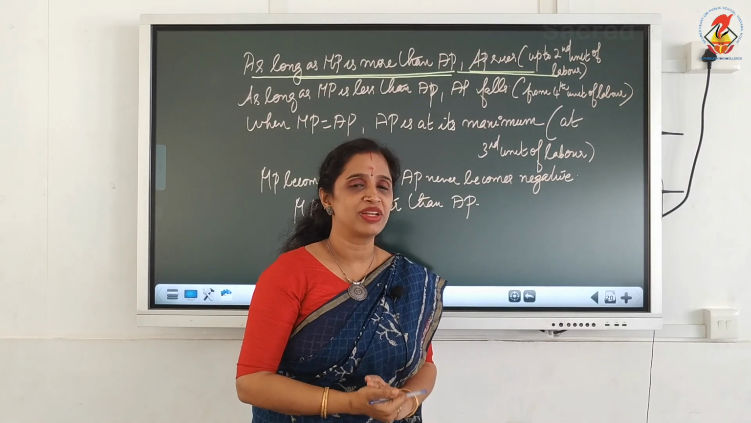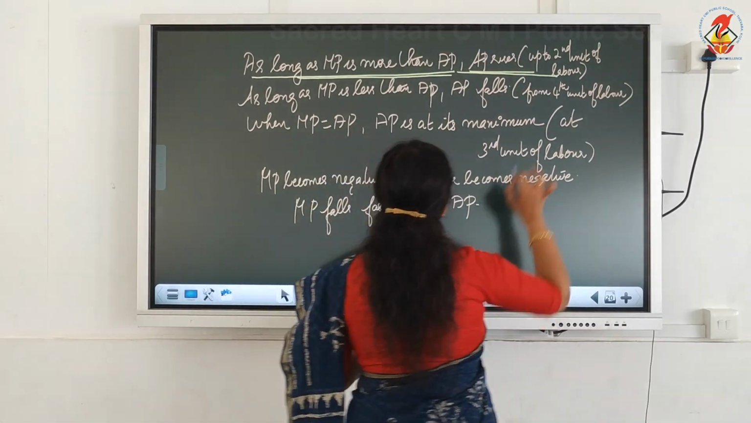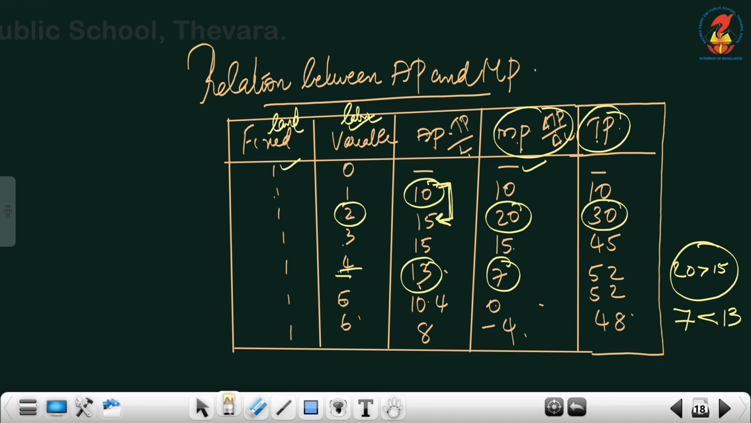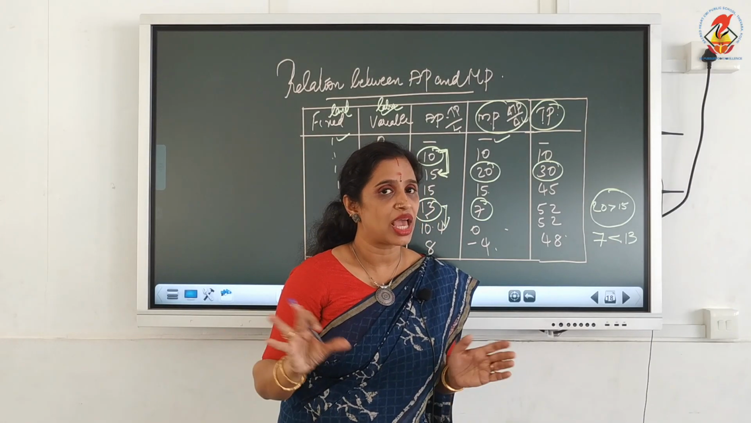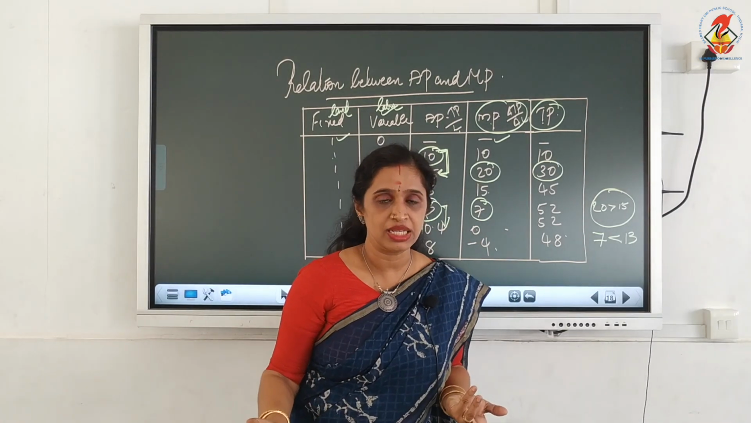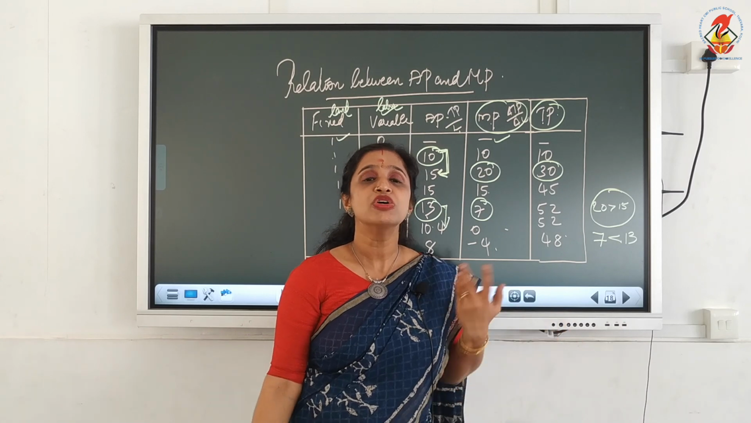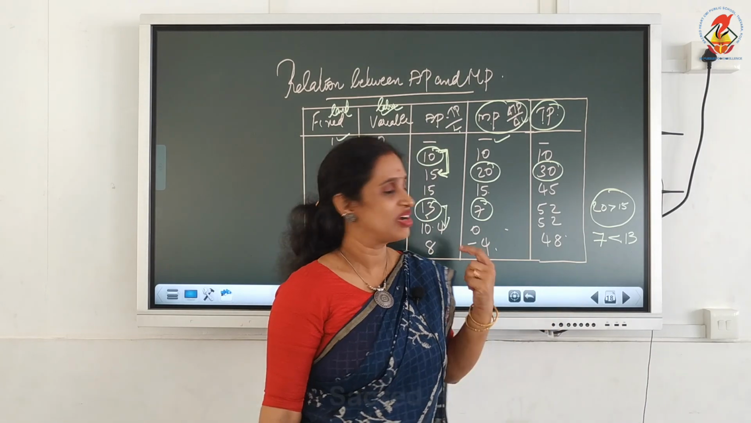So what should be the next statement? As long as MP is less than AP, AP will fall. That is from the fourth unit of labor. See, from the fourth unit of labor, MP 7 is less than 13, isn't it? What happens to AP? AP starts falling from 13 to 10.4. What is the reason? When addition is falling, average per unit also will fall.